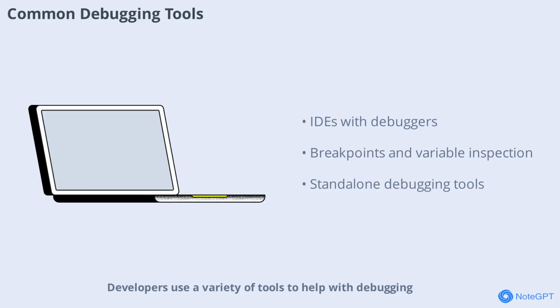Developers use a variety of tools to help with debugging. Integrated development environments, IDEs, often come with built-in debuggers that allow programmers to set breakpoints, inspect variables, and step through code. There are also standalone debugging tools and plugins that provide advanced features. These tools make it easier to find and fix errors, saving time and reducing frustration.